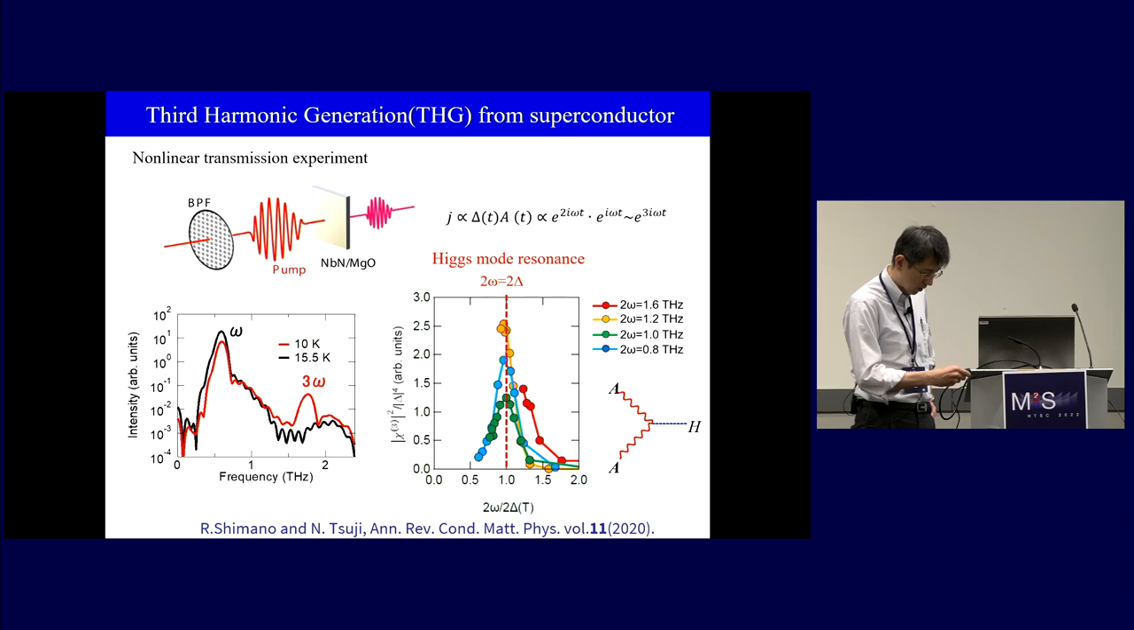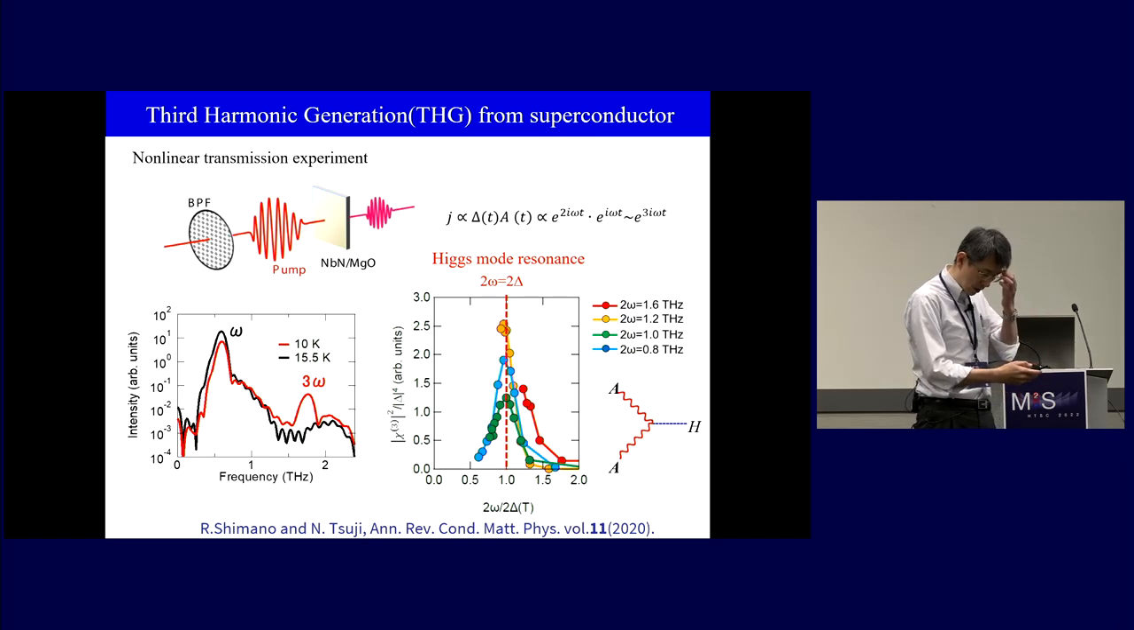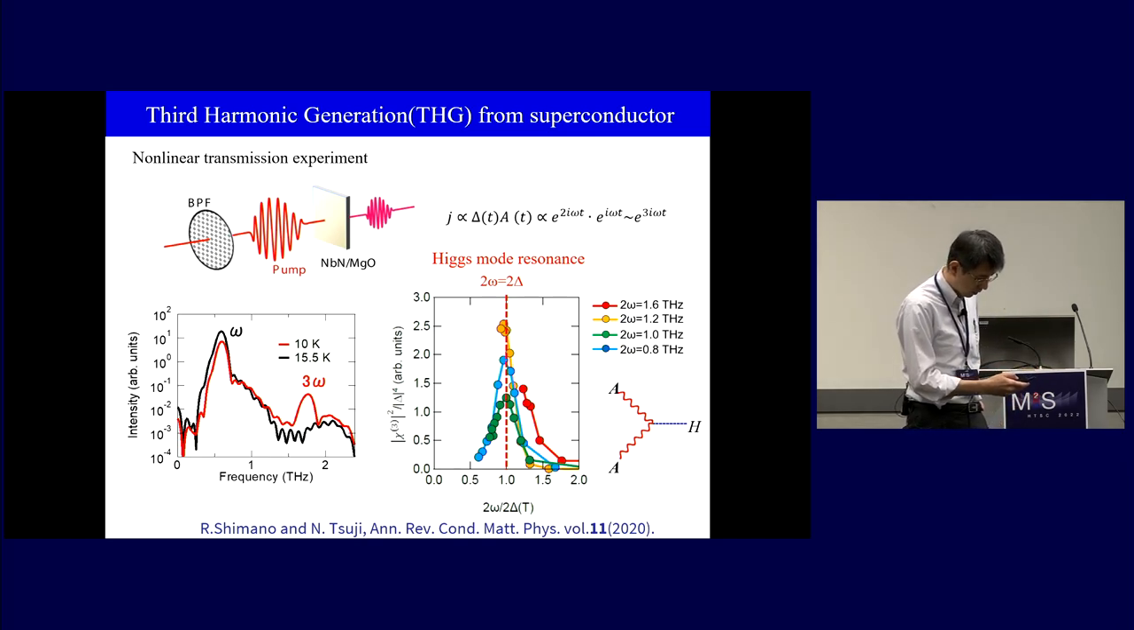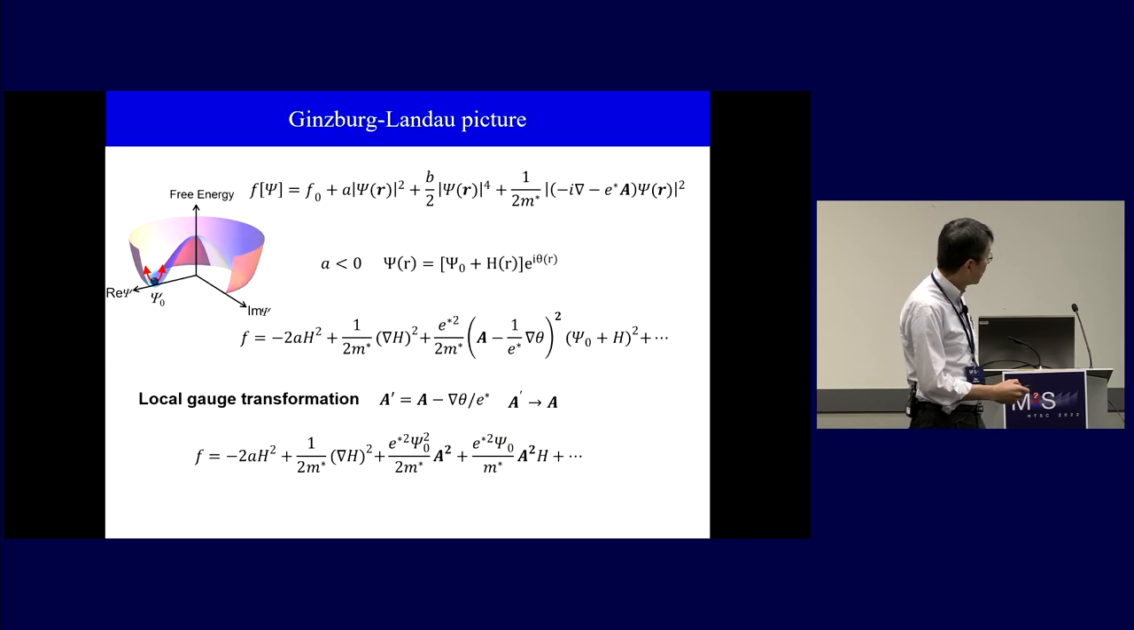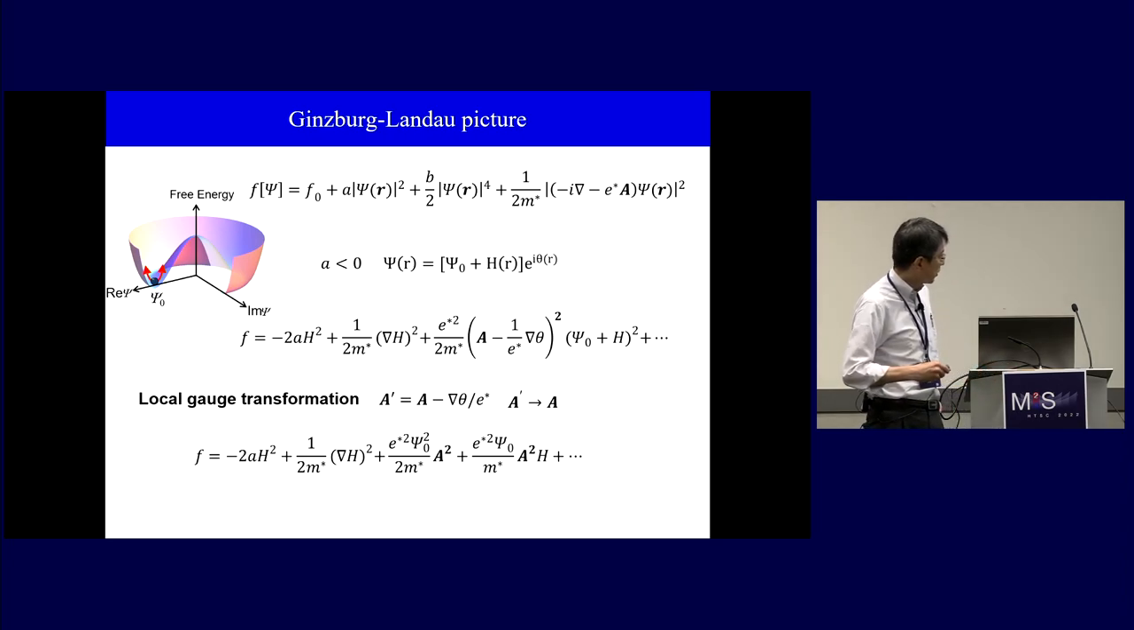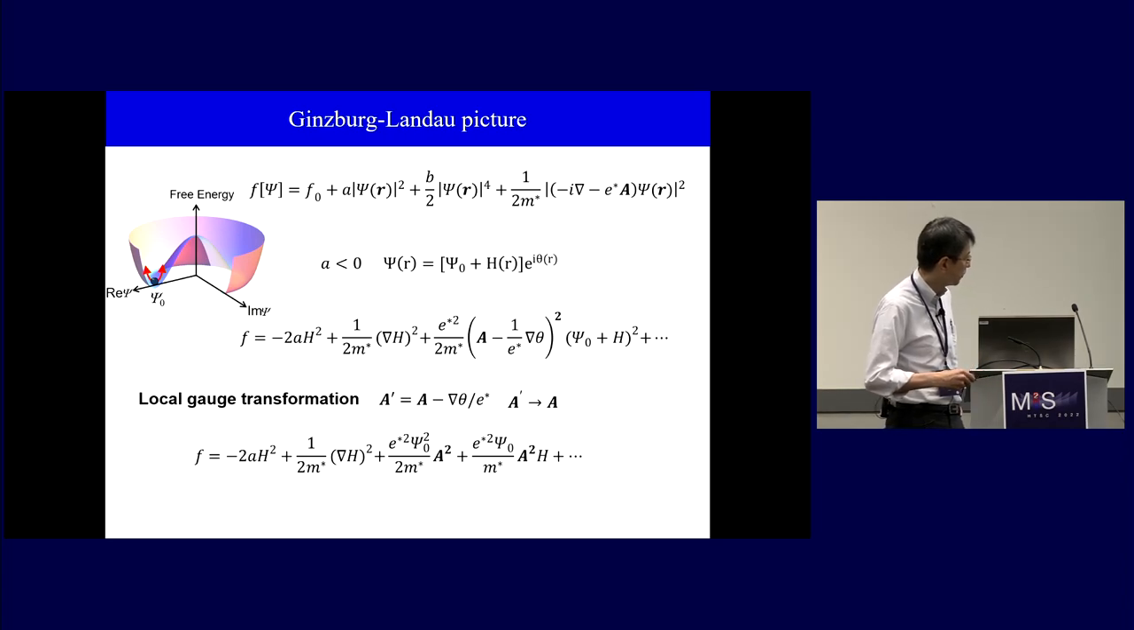That means that the Higgs mode couples with the radiation field in a two-photon process. So this is also similar to the case of the Higgs boson in particle physics. And in the Ginzburg-Landau picture, in the free energy, after the local gauge transformation, this phase mode is gone, and here is a massive gauge boson. But if we go to higher order, you can see this A squared H term. This gives the nonlinear coupling of the Higgs mode to the gauge photon. So this is a very simplified picture, but I explained this two-photon coupling with the Higgs mode.